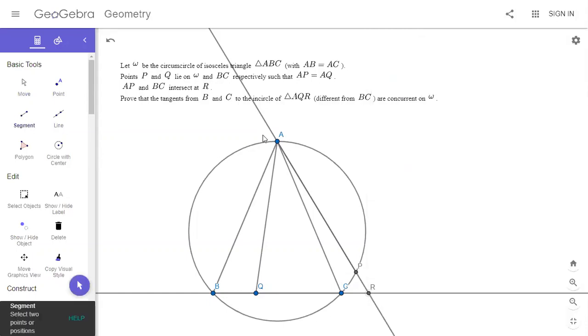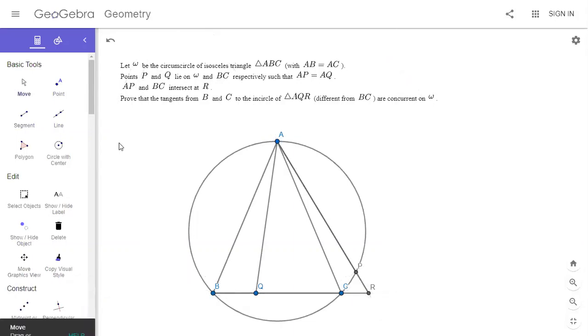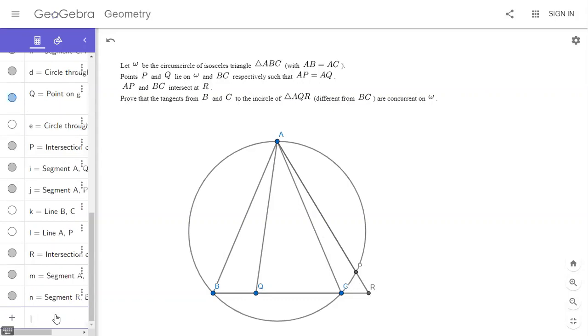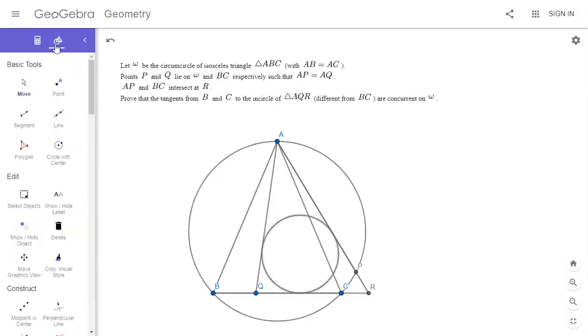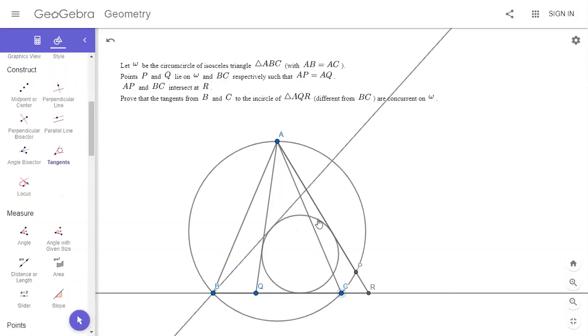All right, let's hide some stuff. Prove the tangents from B and C to the inner circle of AQR meet on this circle. Okay, so I'm going to draw the inner circle of AQR. There we go. And I'm going to draw the tangents from B and C to it. And it happens they do concur on omega.